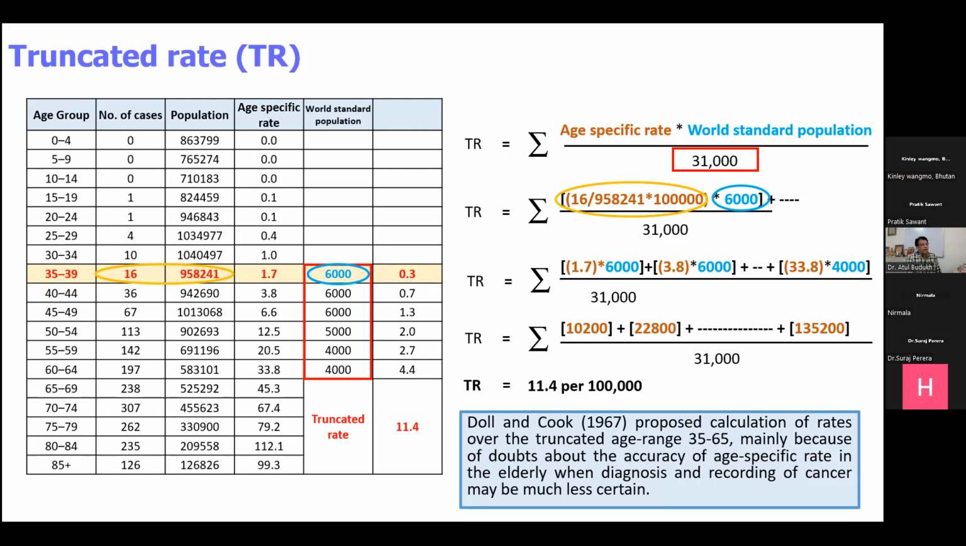Sir, I have a question related to this. How did we calculate the 0.3 actually? I'm a little bit confused related to this. So we divided 1.7 by 6,000. Okay. Clear? Right, sir. Clear, sir. Okay.